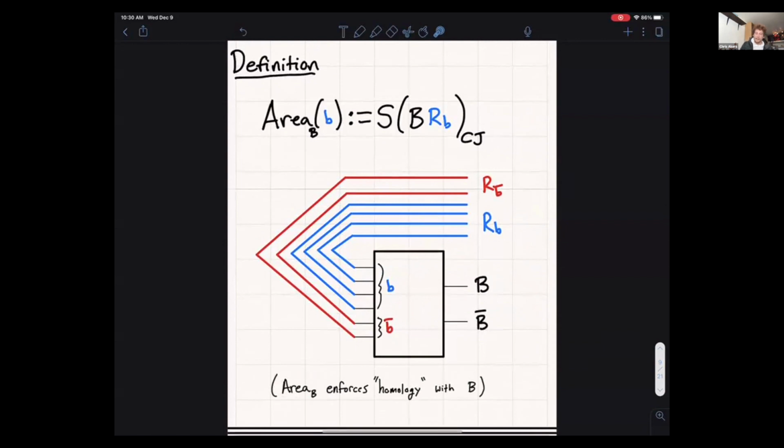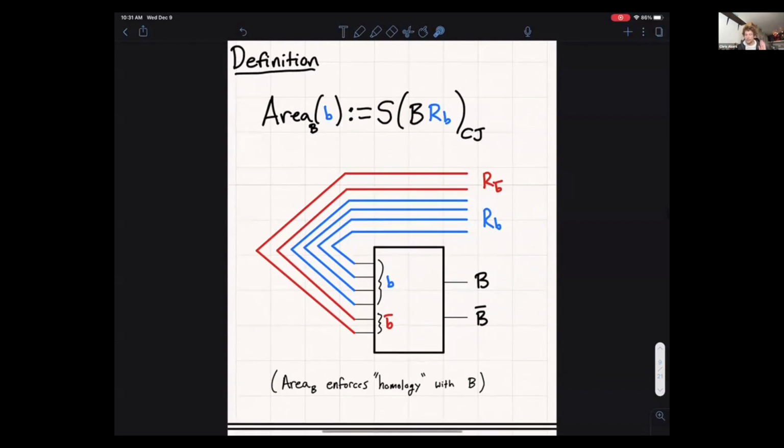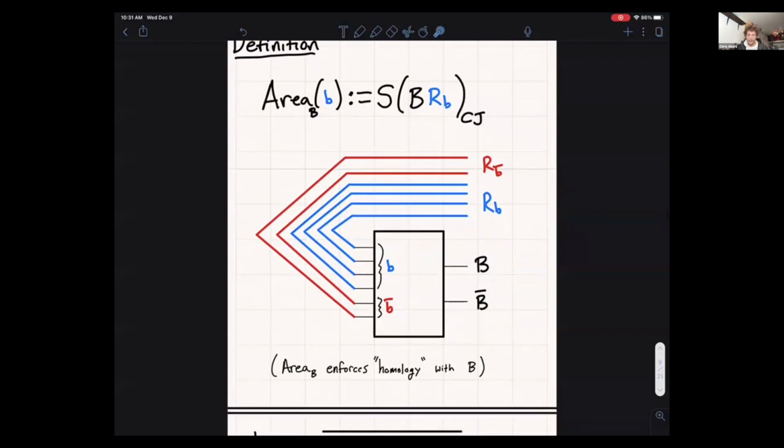Let me comment on the fact that when defining the area of a bulk region, we don't usually have to specify a boundary region. But here, B shows up very explicitly. Let me just say that that is enforcing homology with B and leave it at that, but I can explain more at the end.